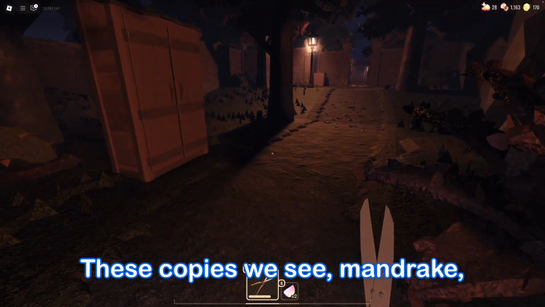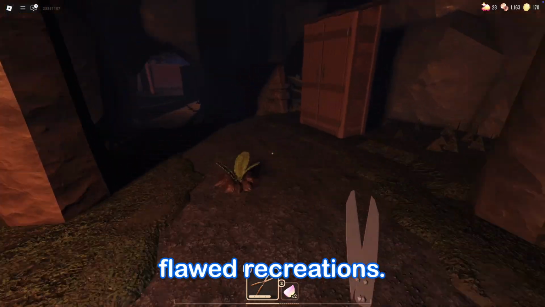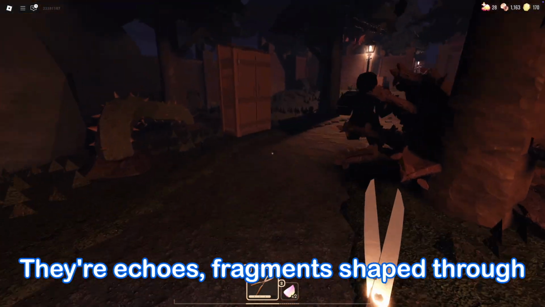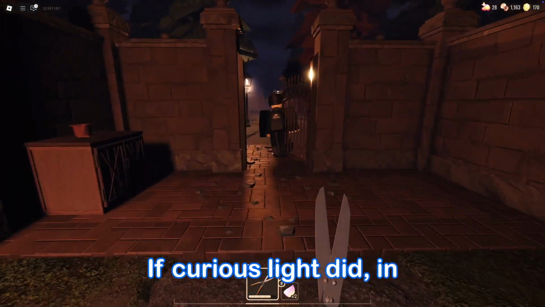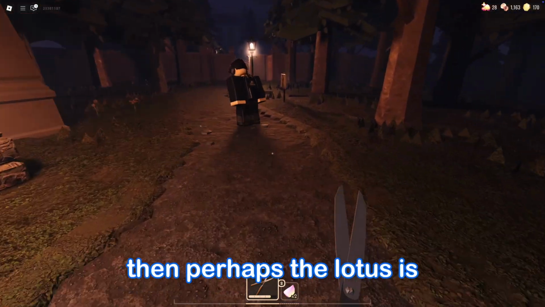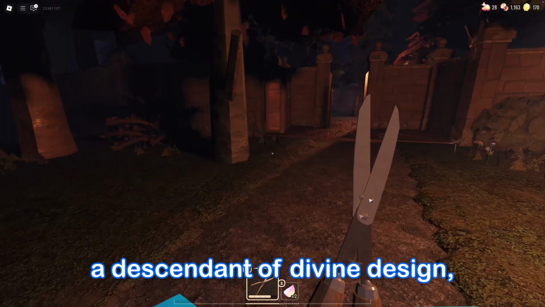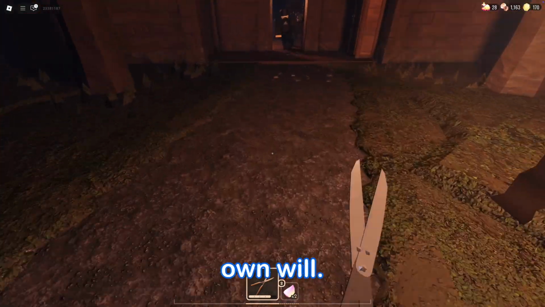These copies we see, Mandrake, Eyestalk, Bramble, they're not flawed recreations. They're echoes, fragments shaped through incomplete memories or distorted transmissions. If Curious Light did, in fact, pass down the blueprints for creation, then perhaps the Lotus is not just a tool, but a descendant of divine design, a living archive of ancient knowledge now acting of its own will.